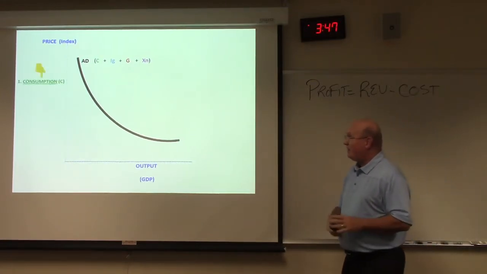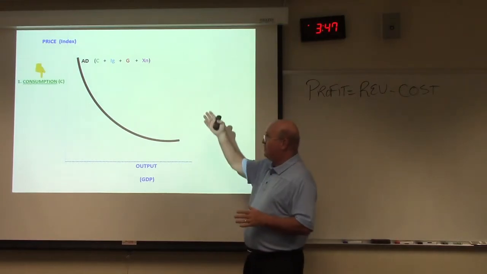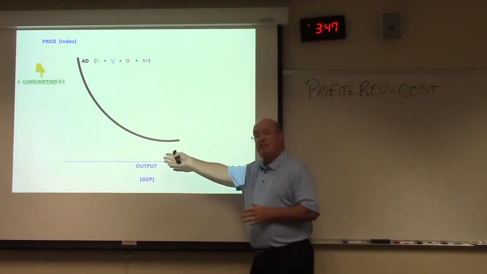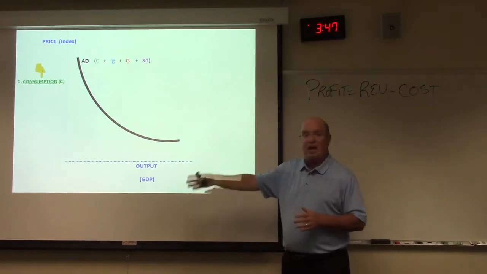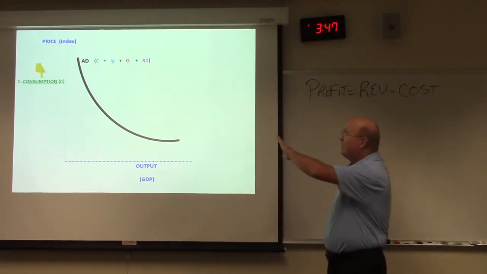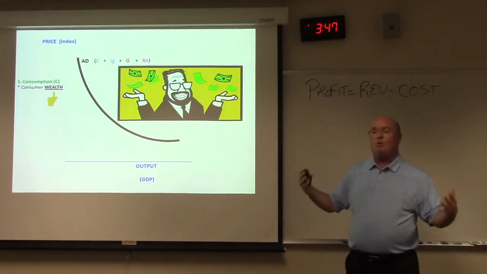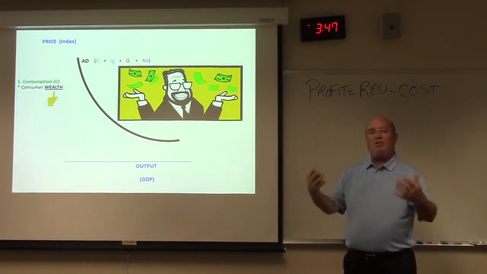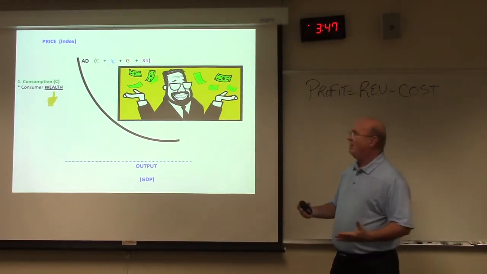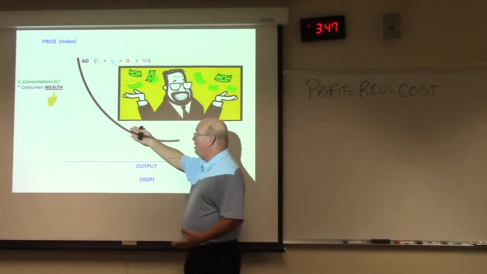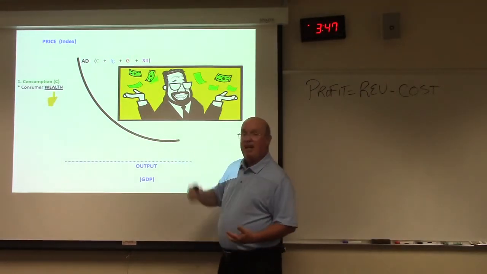Now what we're going to look at is, first off, what is going to cause this curve to shift one way or the other. So we're going to look at consumption spending. It starts out with literally consumer wealth. The wealthier we are, the more we're going to want. So our curve is going to shift depending on wealth.